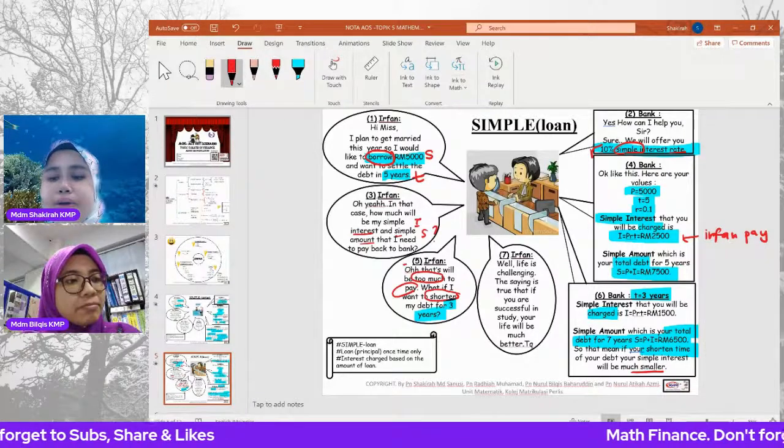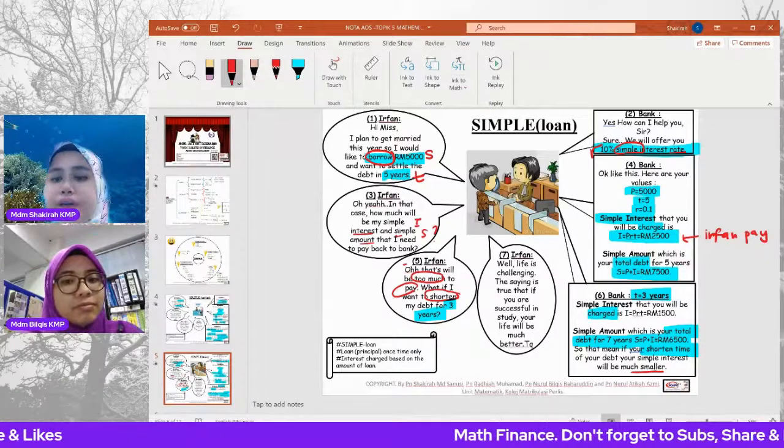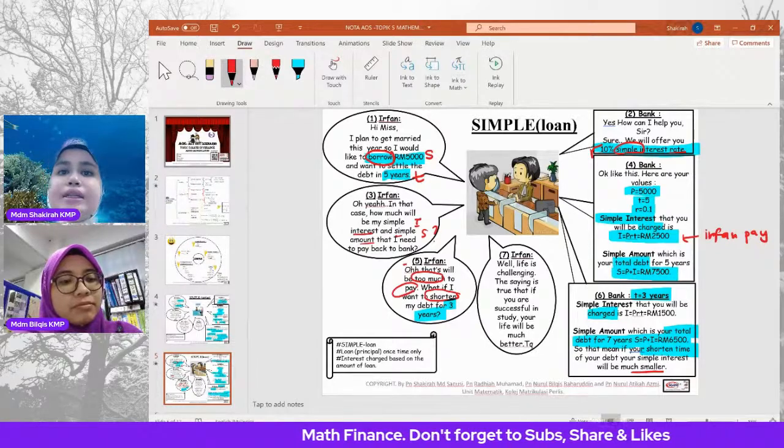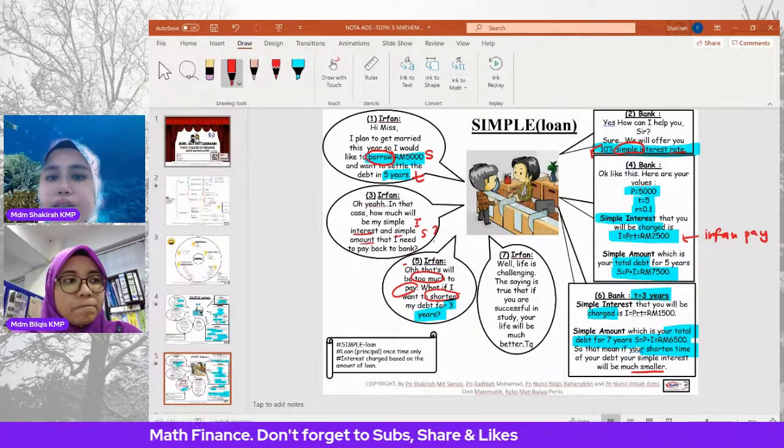Okay, so nampak perbezaan antara contoh Atikah tadi dengan Irfan. Atikah tadi simpan, jadi dia terima interest. Tapi sekarang dia buat loan kan.